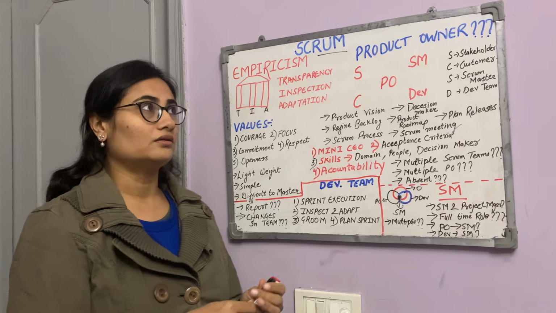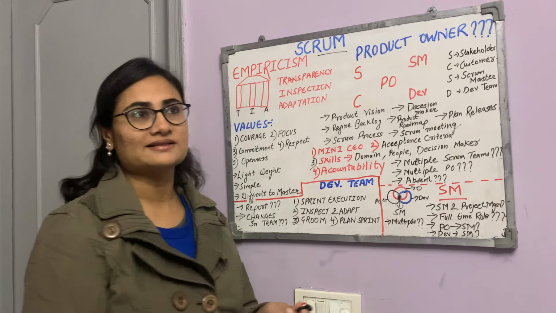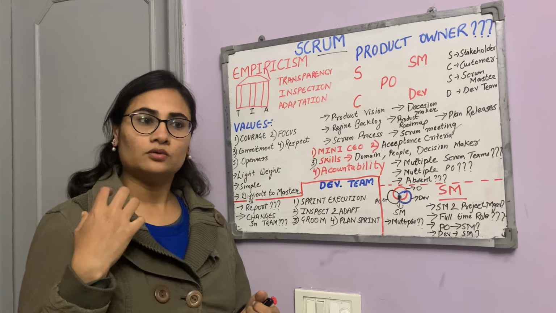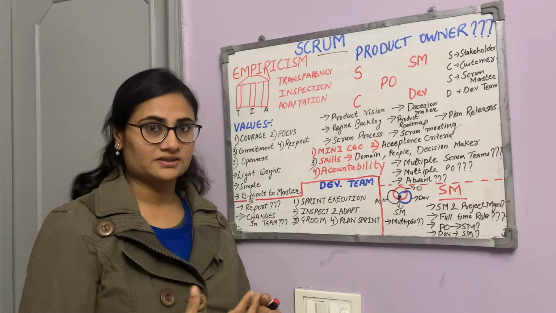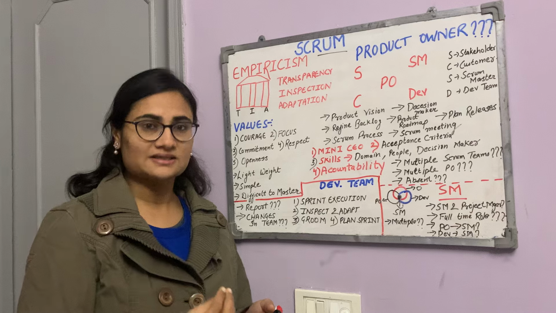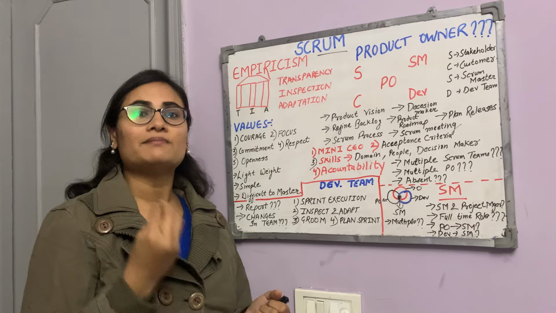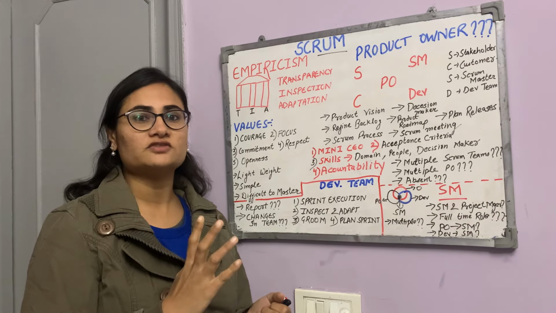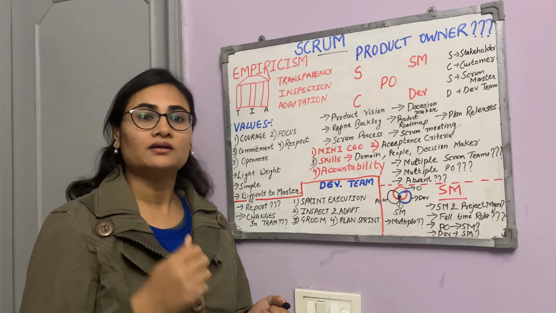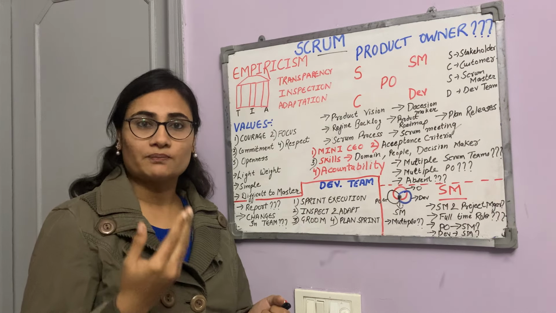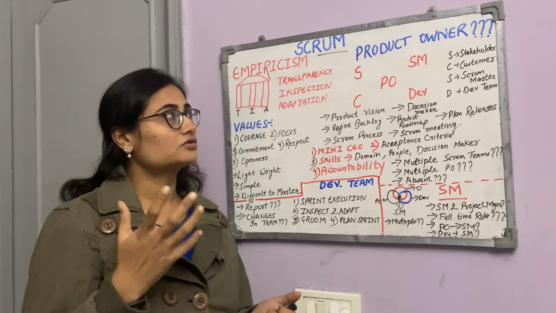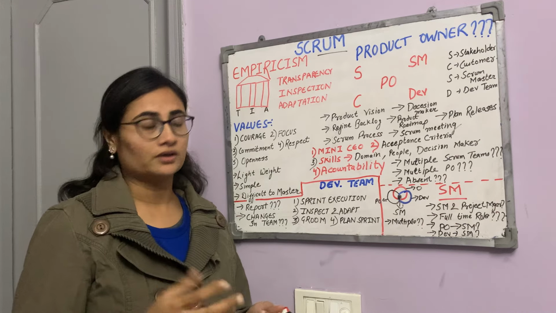Now, what is Scrum? The philosophy of Scrum says that no matter how complex your problem is, you can always divide it into small, easily manageable pieces. And these small, easily manageable pieces always give you better control over the product, and they help you in delivering your potentially shippable product often with more efficiency. So this is what Scrum talks about.